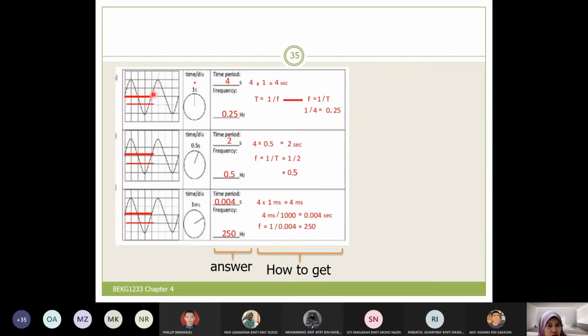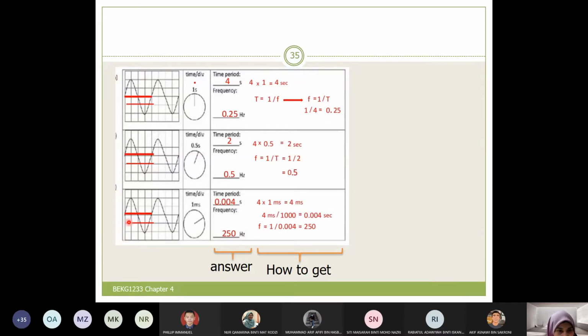How about this signal? How many divisions here? 1, 2, 3, 4. Okay, 4 divisions. So 4 multiplied with 1, we get 4 seconds. How about the middle? There are 1, 2, 3, and about 4. So 4 multiplied with the time per division, which is 0.5, we get 2 seconds. Okay, the period for this signal is 2 seconds.